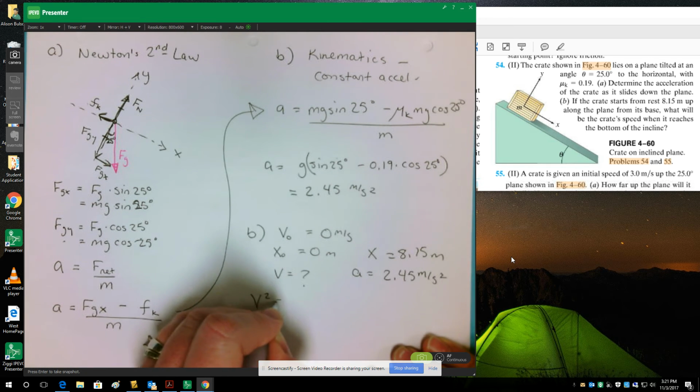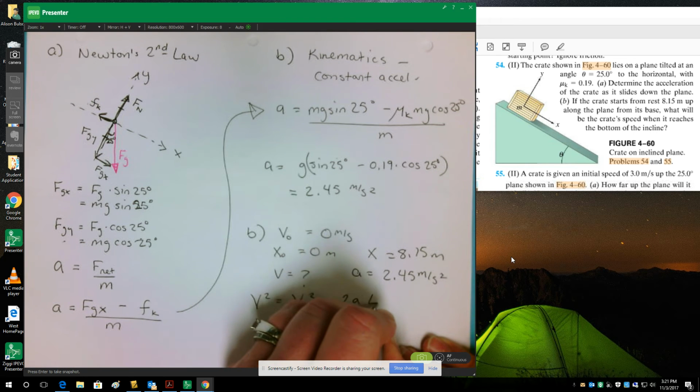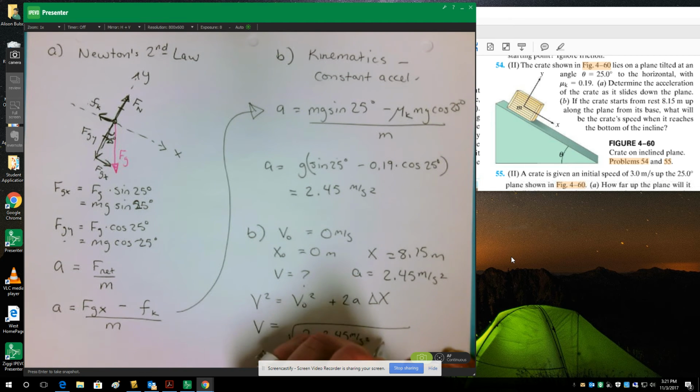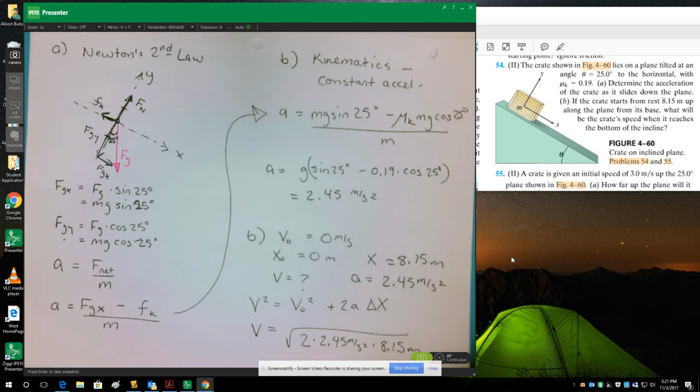So the v squared equation is what we want to use. V final is equal to the square root of v0 squared, that's 0, since the starting speed is 0, plus 2 times the acceleration times delta x. So multiply the acceleration by 2, multiply by 8.15, take the square root, and we find that its ending speed is plus or minus 6.32 meters per second. I choose plus because plus is down the hill.